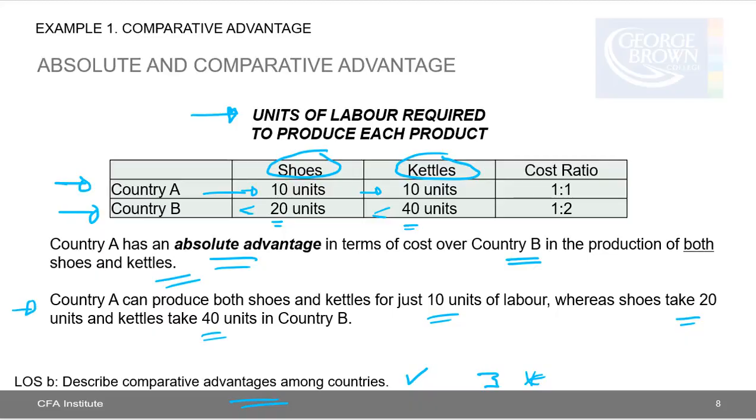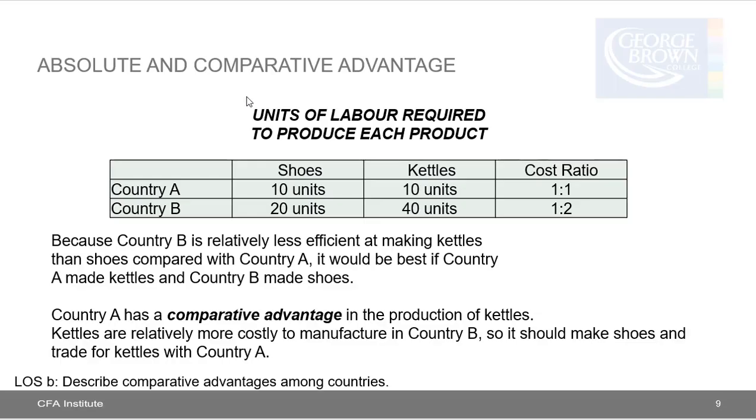So an absolute advantage, therefore, is when a country is more efficient in producing a good or a service than other countries. That is, it needs fewer resources to produce the goods and services. This slide now we're going to look at the comparative advantage.